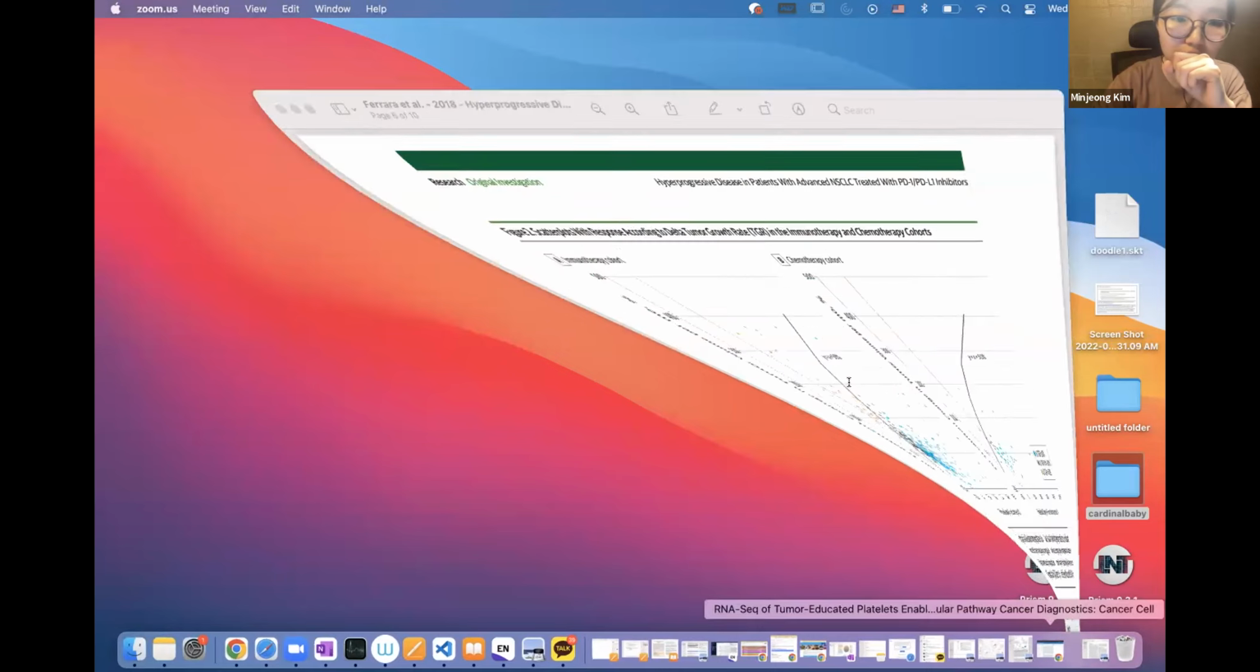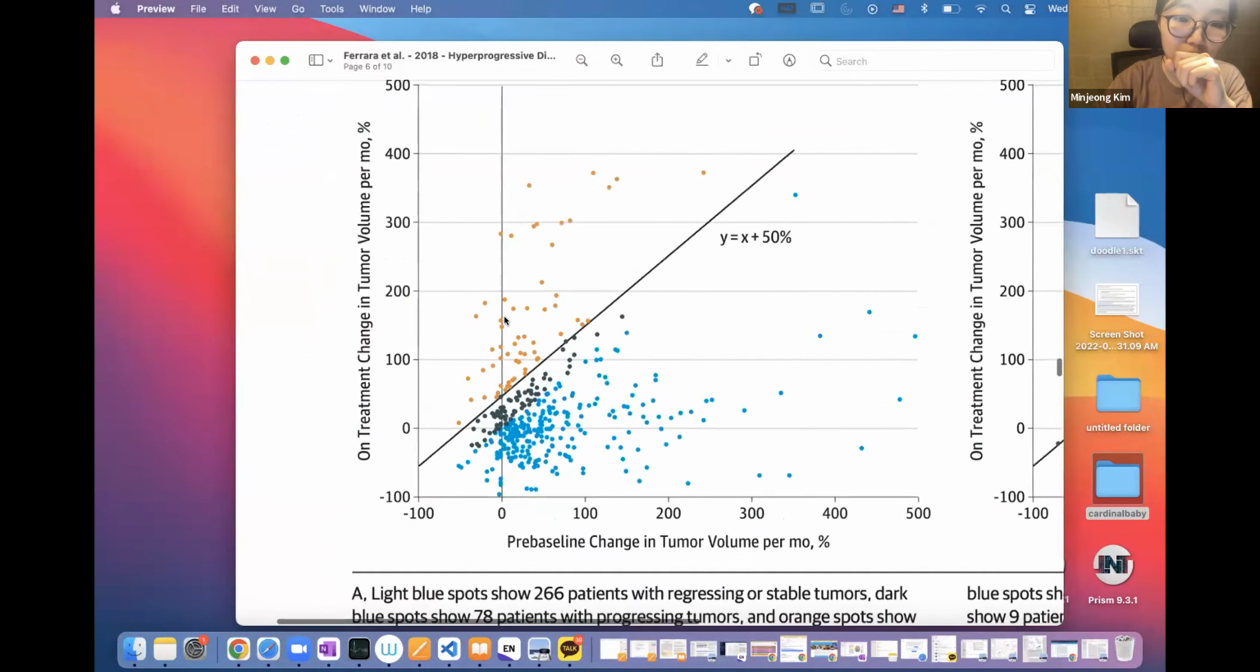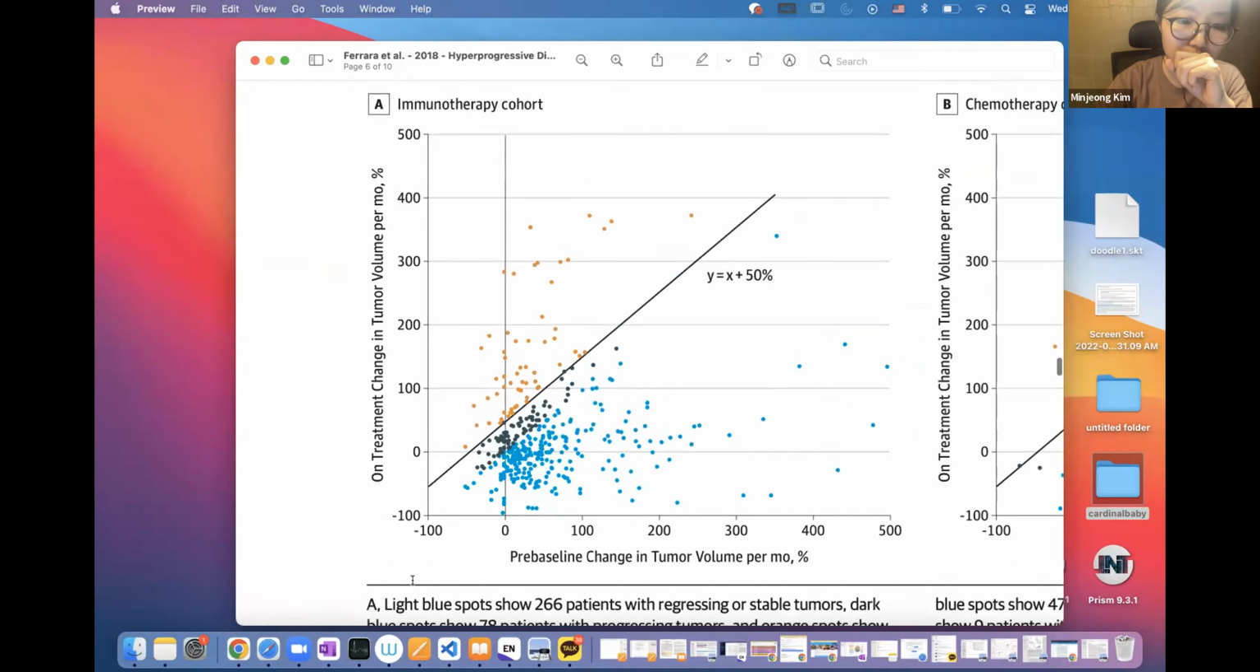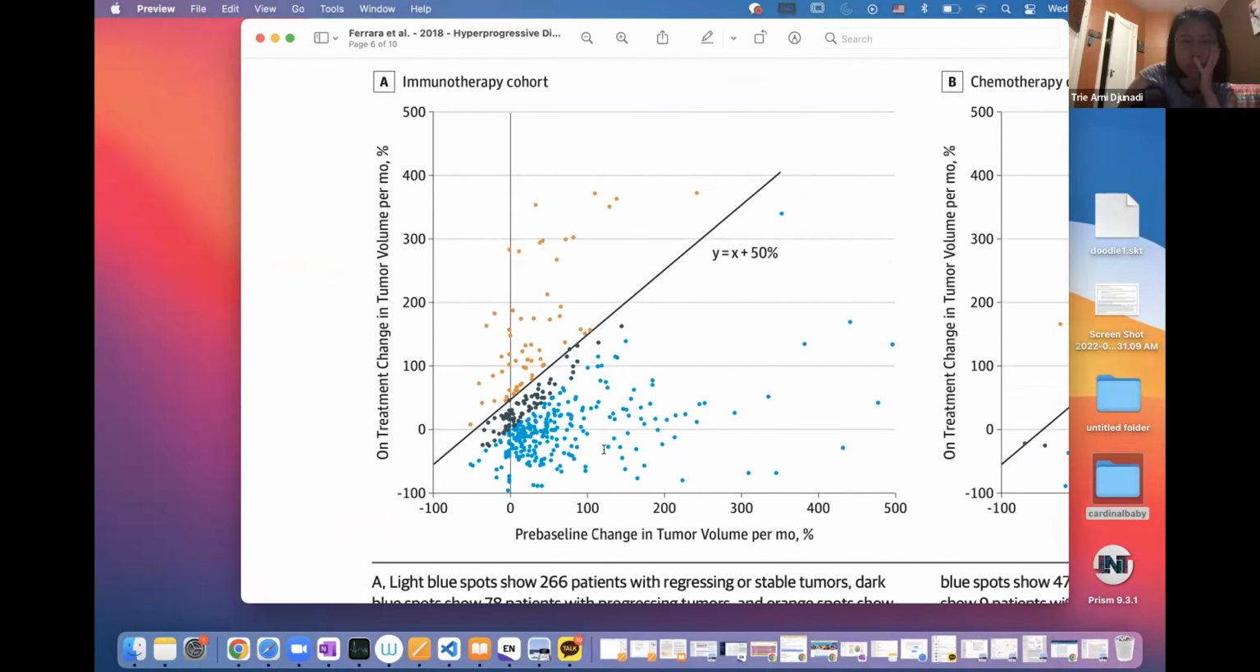Okay, so this is the Ferrara paper. And this is the graph that I'm talking about. The x-axis shows the pre-baseline change in tumor volume per month. Basically all of the patients to the left of the x-axis had a pre-baseline change that was negative.